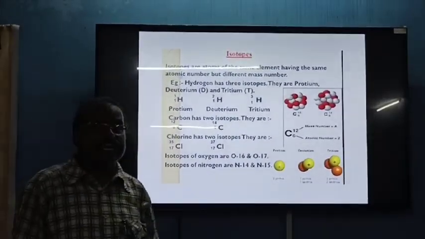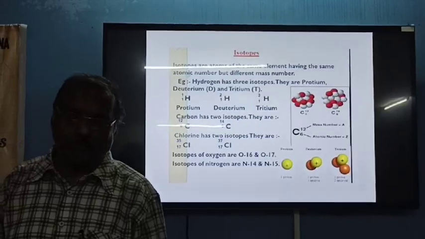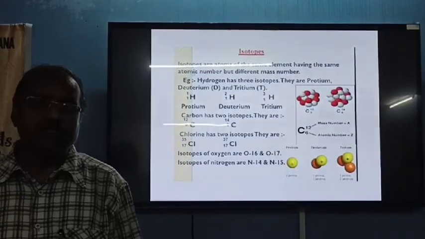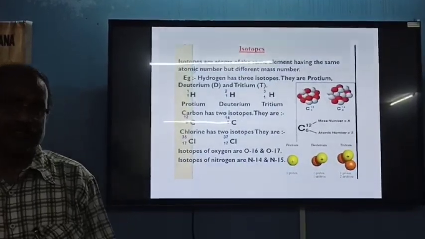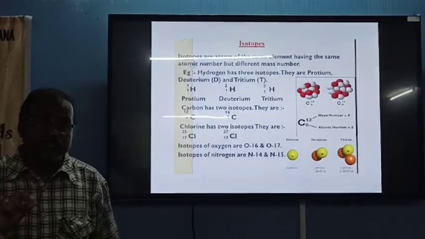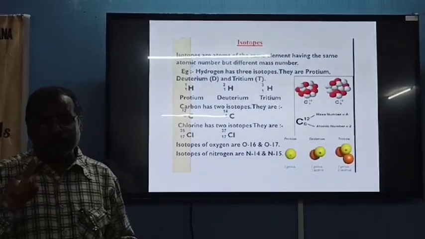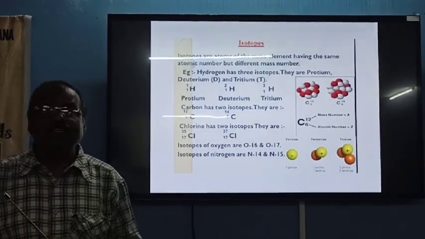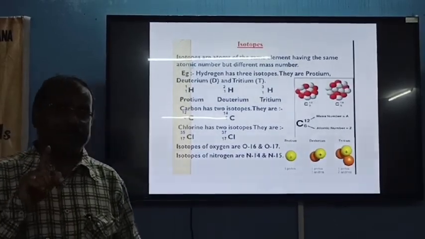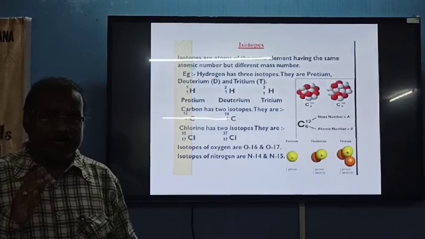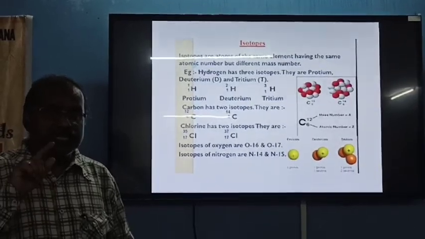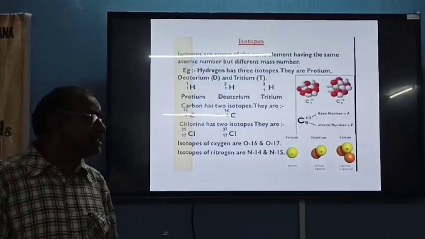And the next one is isotopes and isobars. Two things you have to learn: isotopes and isobars. Isotopes are the atoms having the same atomic number but different mass number. Remember, isotopes are the particles which have the same atomic number but different mass number.